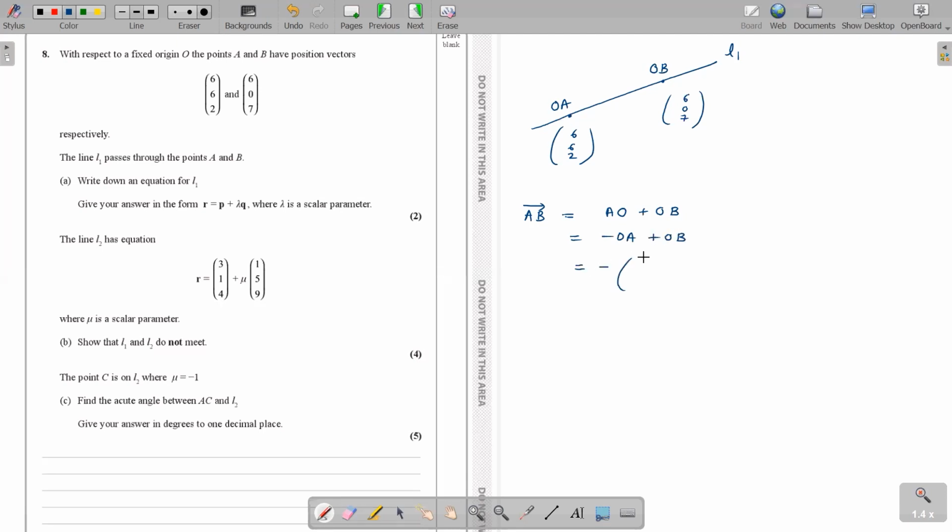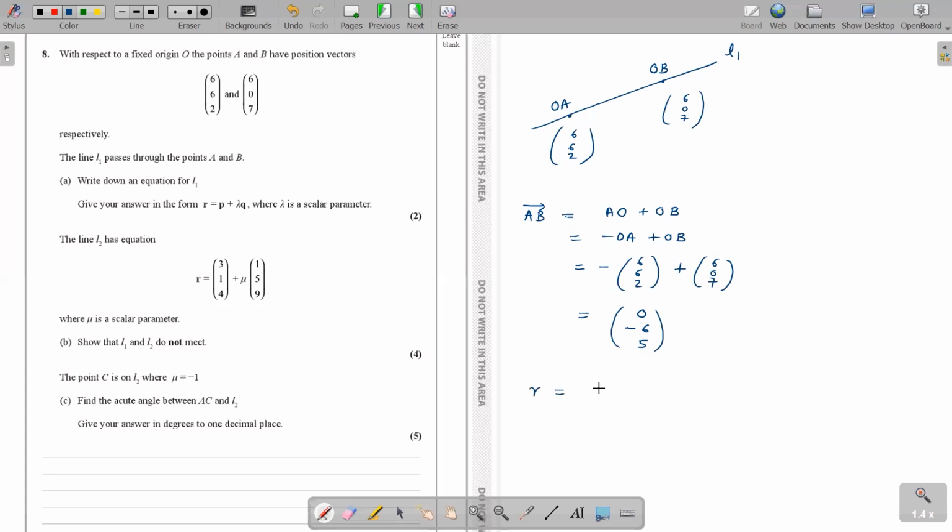So B is (6, 0, 7) minus A, (6, 6, 2). So what does it give me? 6 minus 6 is 0. 0 minus 6 is minus 6. 7 minus 2 is 5. Okay, so this gives me the AB vector. Now that is my direction vector.